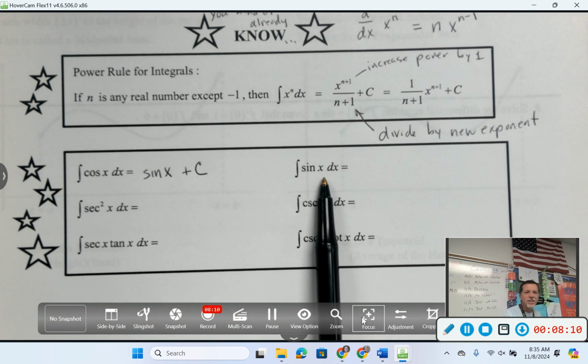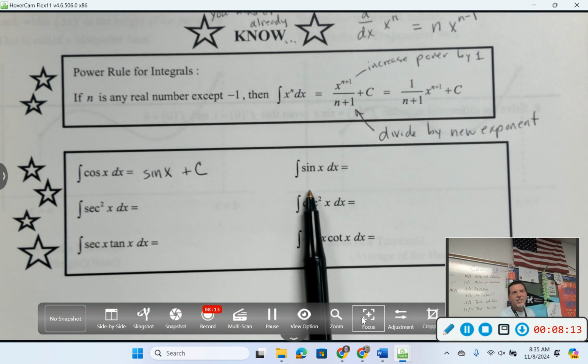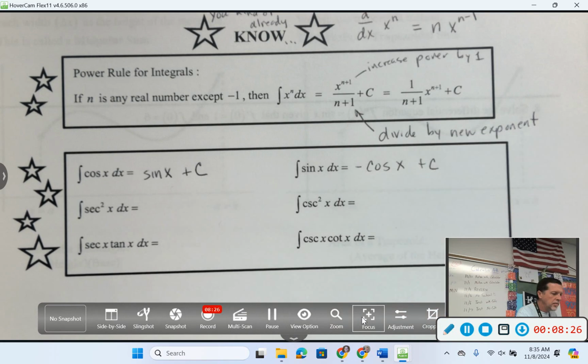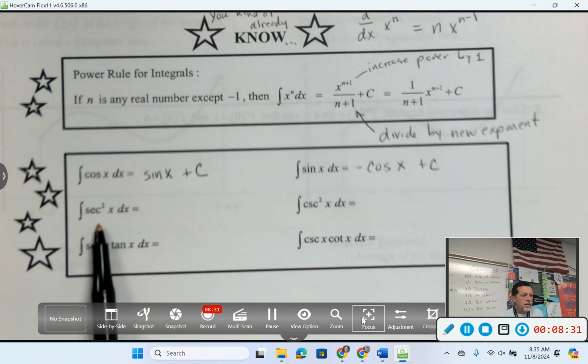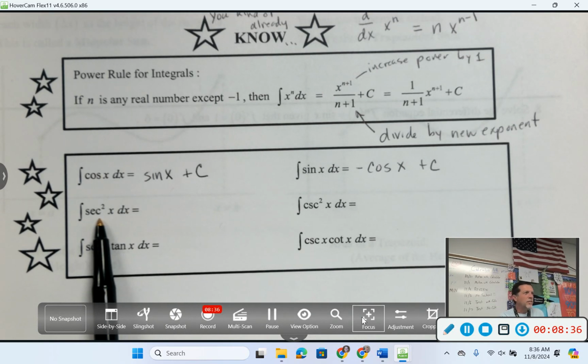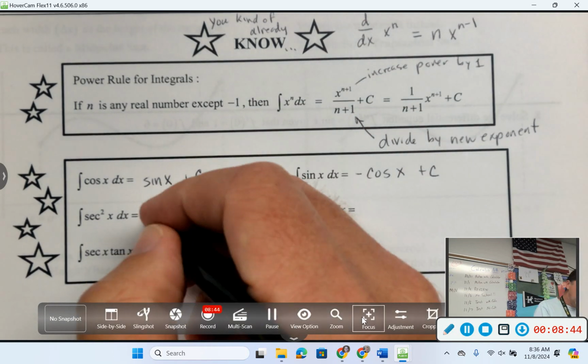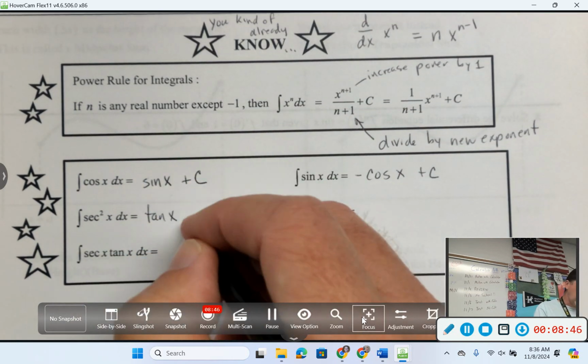Okay, this next one's a little bit trickier. The antiderivative of sine. So what function, when I take a derivative, do I land at sine? Negative cosine. Plus c. Antiderivative of secant squared. So like that looks familiar. One of those trig functions has a derivative of secant squared. Tangent. The derivative of tangent is secant squared. Tangent x plus c.